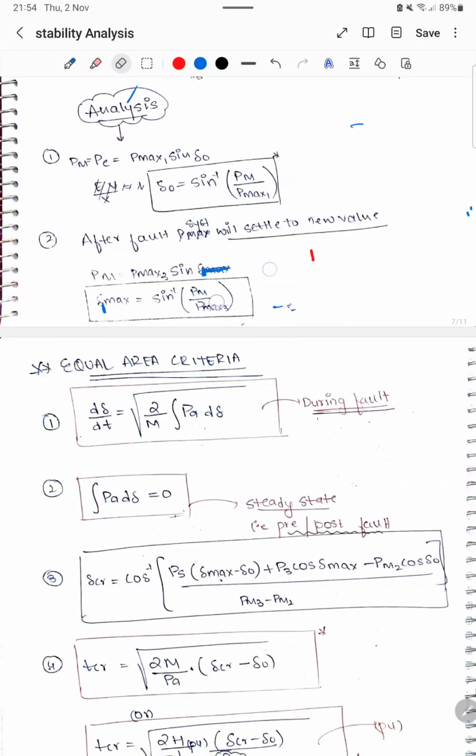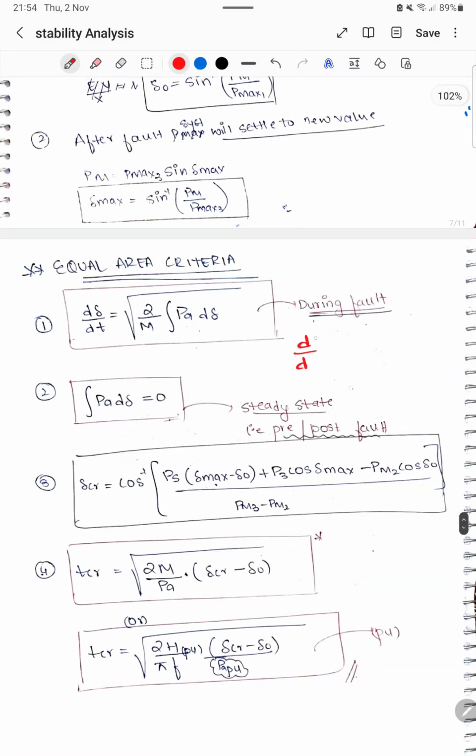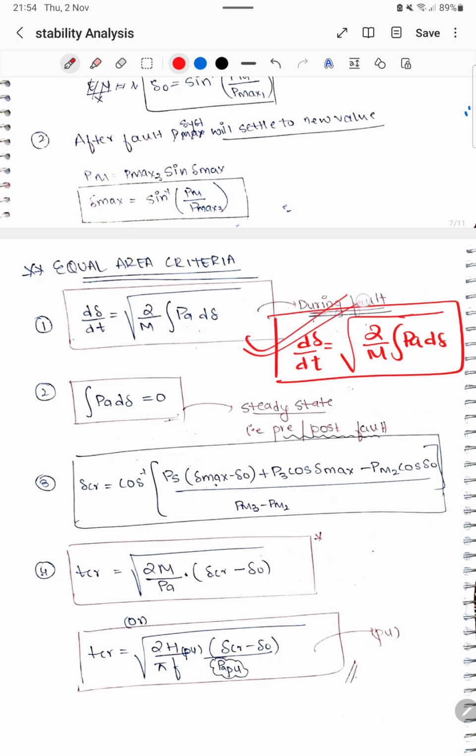Okay, now let's move to equal area criteria. In equal area criteria, there are two formats of it. In transient, d del upon dt will be equal to root of 2 upon m integration of PA d del. That will be some value when there is transient during fault condition. When it is steady state, that is pre and post fault, for the area under the curve PA d del there will be no acceleration. That's why integration of PA d del will be equal to 0.